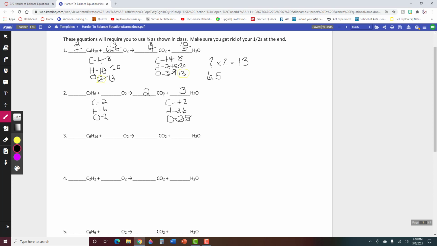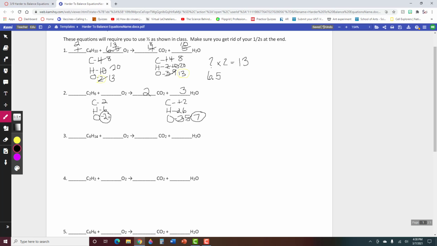So 2 times 2 is 4, and 3 times 1 is 3, so it's 4 plus 3, and so this gives me 7 O's right here. Now I'm in that same situation I was in last time. I have an even times 2 to equal an odd, and so it doesn't work.